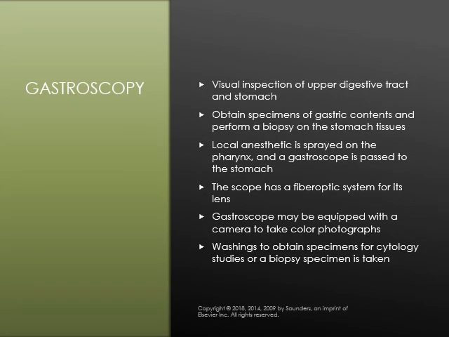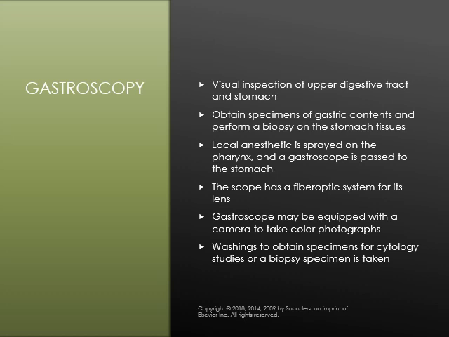Let's discuss the various types of endoscopic examinations. These are examinations that use endoscopes, which is an instrument that views inside an individual's body. One kind of procedure is called a gastroscopy. This procedure visualizes and inspects the upper digestive tract and stomach. It obtains specimens of gastric contents and performs a biopsy of the stomach's tissue.